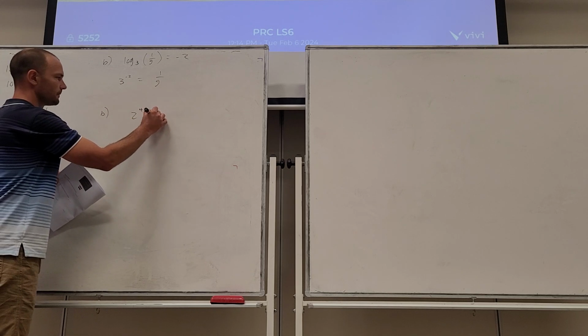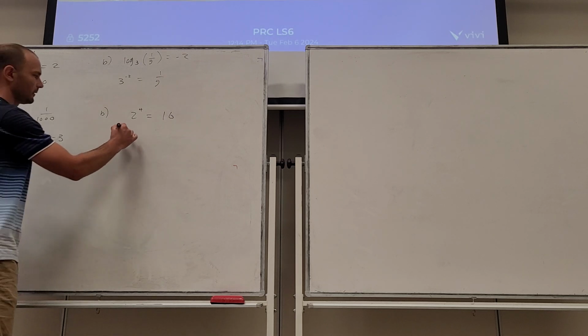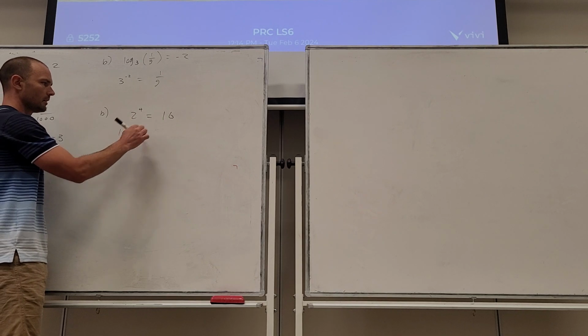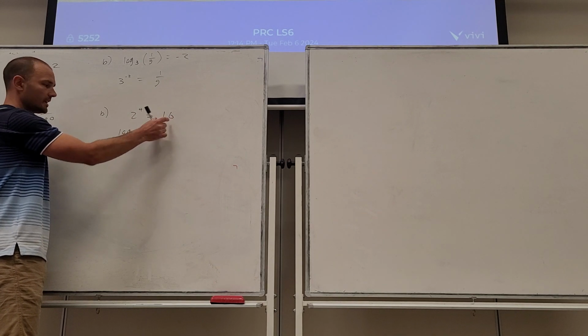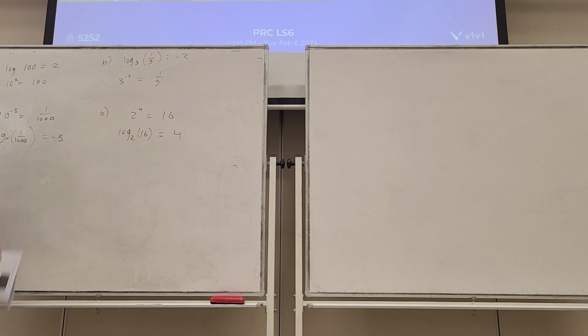Let's move on to the second one. We have 2 to the 4 equals 16. This time my base is 2, so I have a logarithm in base 2, so that number's going there. The 16 is going here, and it will evaluate to 4. Okay, there we go. So that's just making a connection between logarithmic and exponential statements.